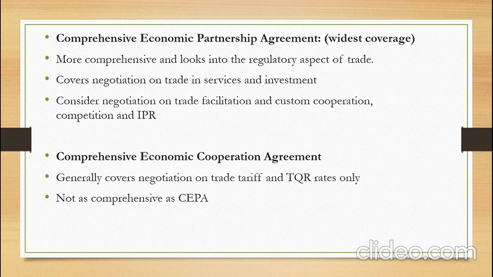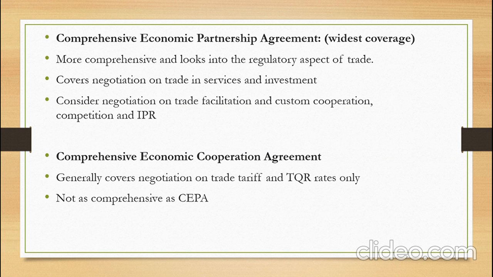Now the next one is the Comprehensive Economic Partnership Agreement. This type of agreement has the widest coverage. Till now we were talking about reducing the tariffs on products and services. Now we are expanding the horizon, and we will be talking about the regulatory aspect as well. So in CEPA we also consider the regulatory aspect of the trade that is going to be established and will be there in the agreement. And apart from this, it also covers negotiation on trade in services and investment.